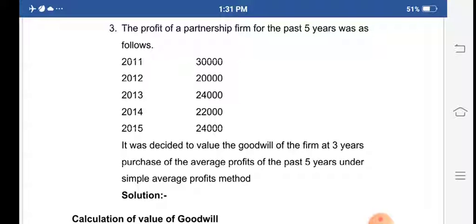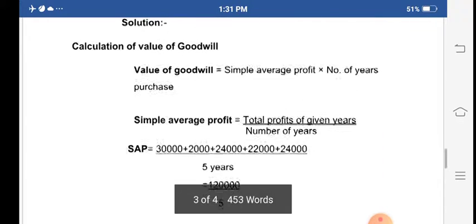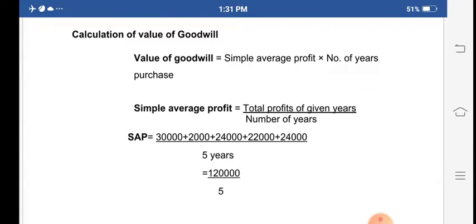Now see, you know the formula for the calculation of the value of goodwill. Value of goodwill is equal to simple average profit into number of years purchase. But first we should know the simple average profit, so for that purpose we have to ascertain it. What's the formula for the simple average profit? The total profits of the given years divided by the number of years.